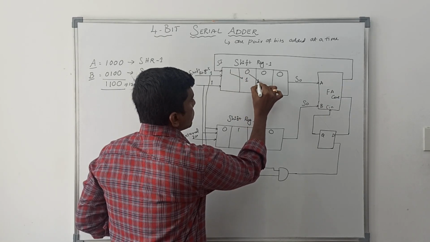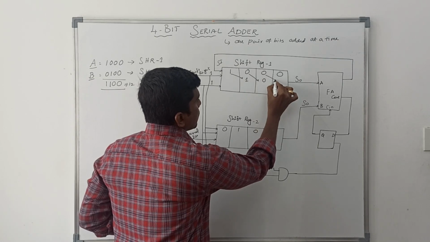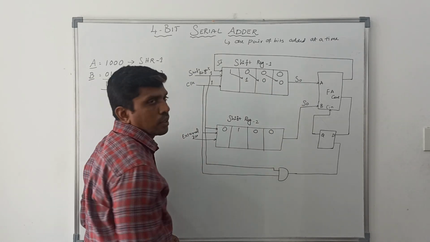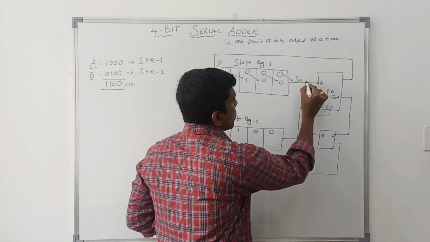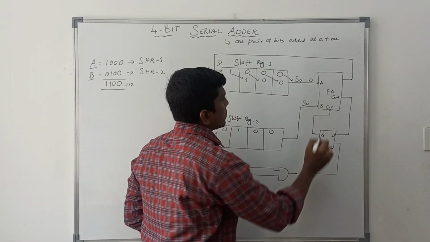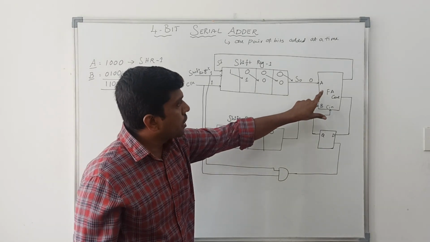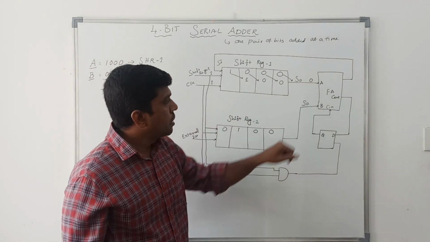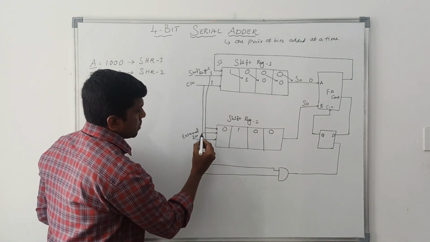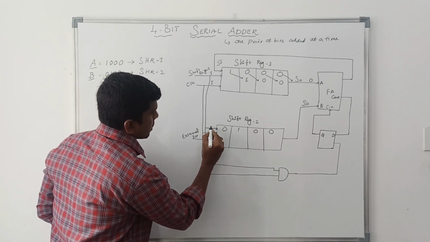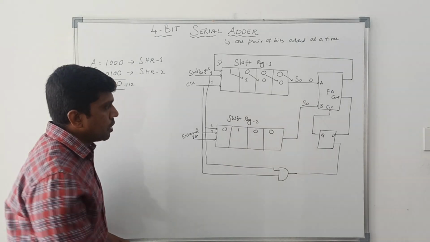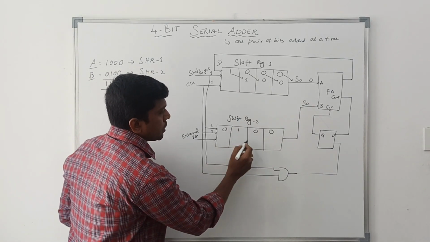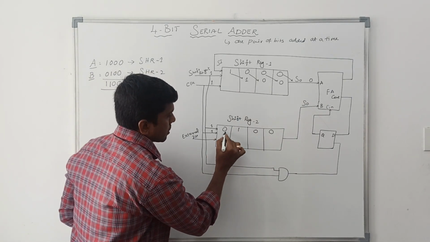This 0 moves to here, this 0 shifts to here, and this 0 goes to serial out. This S0 value is connected to the input of A. Then shift register 2: after getting the two control signals, shift right 1 and clock 1, this shift register shifts the content from left to right.